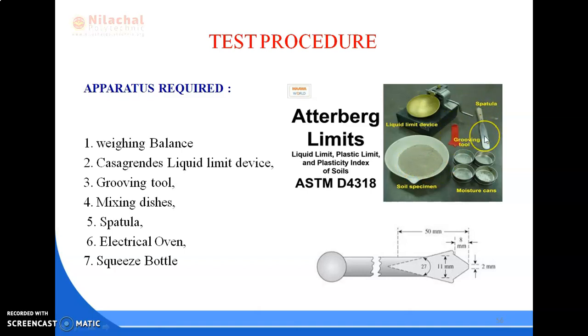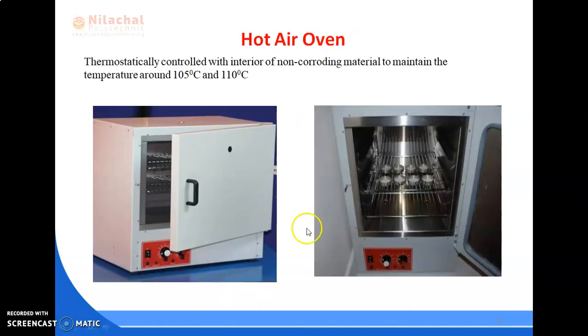With the help of this spatula we mix the soil with water, and these are the moisture cans, in which we put some soil sample to place within the oven for determination of moisture content or water content. And this is the hot air oven, thermostatically controlled with interior of non-corroding material, to maintain the temperature between 105 degree centigrade and 110 degree centigrade.